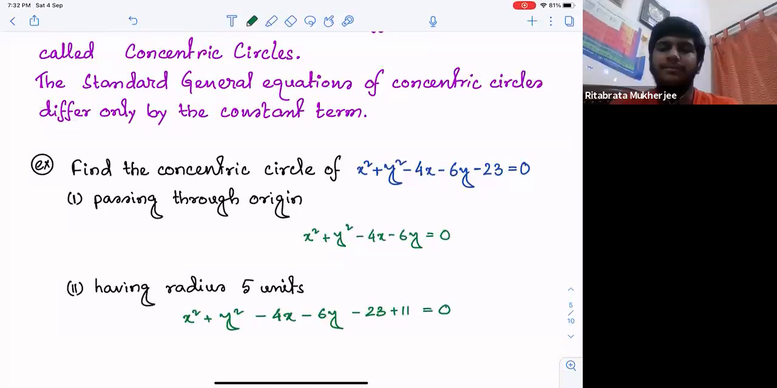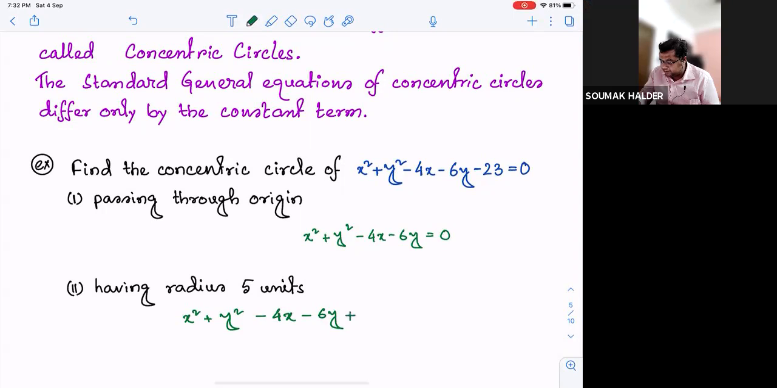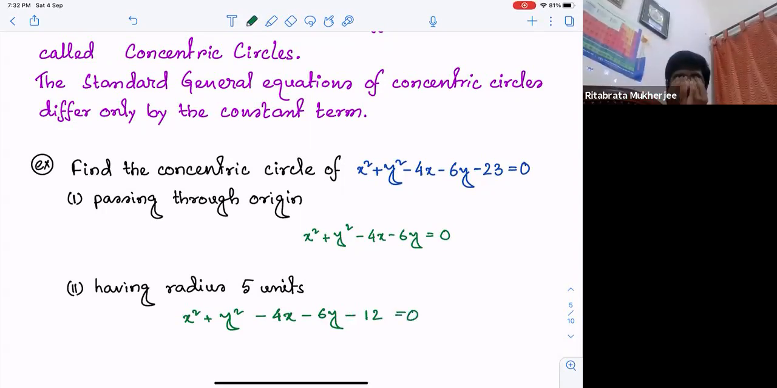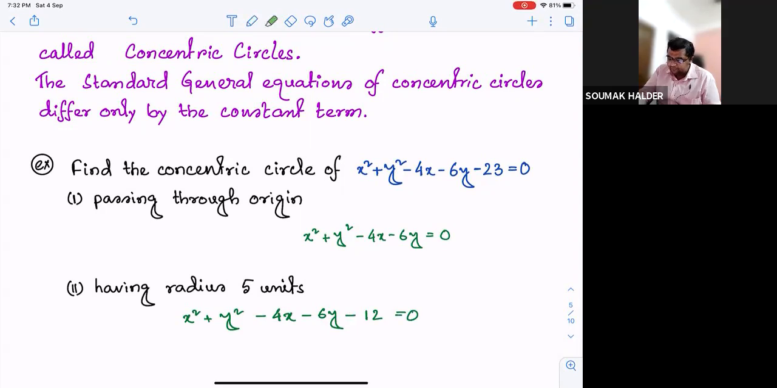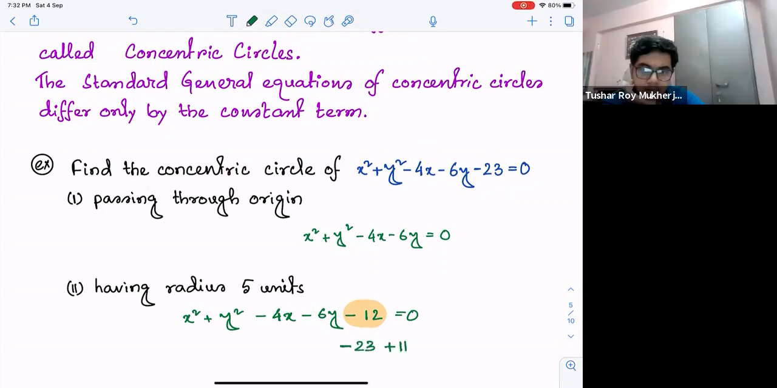Right? Yes, sir. Or in simple form, with the calculation you can make it x squared plus y squared minus 4x minus 6y minus 12 is equal to 0, and this minus 12 is nothing but minus 23 plus 11, right? Yes, sir.